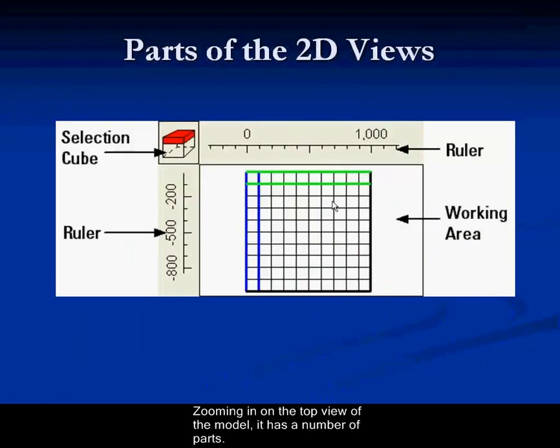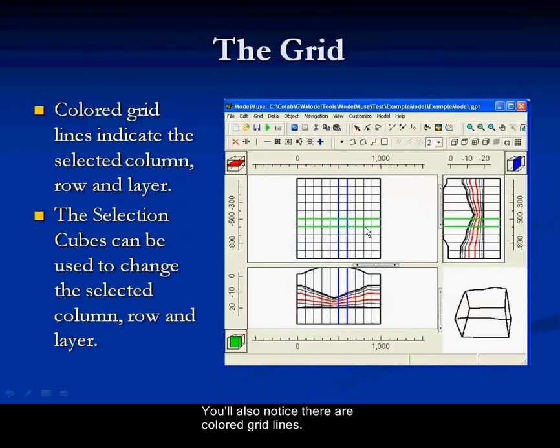Zooming in on the top view of the model, it has a number of parts. It has this working area where the grid and the objects are displayed. It has rulers which tell you where you are. It has what I call a selection cube. For the top view, it tells you what layer you're on, and you can also use that to change which layer you're on. You also notice there's some colored grid lines.